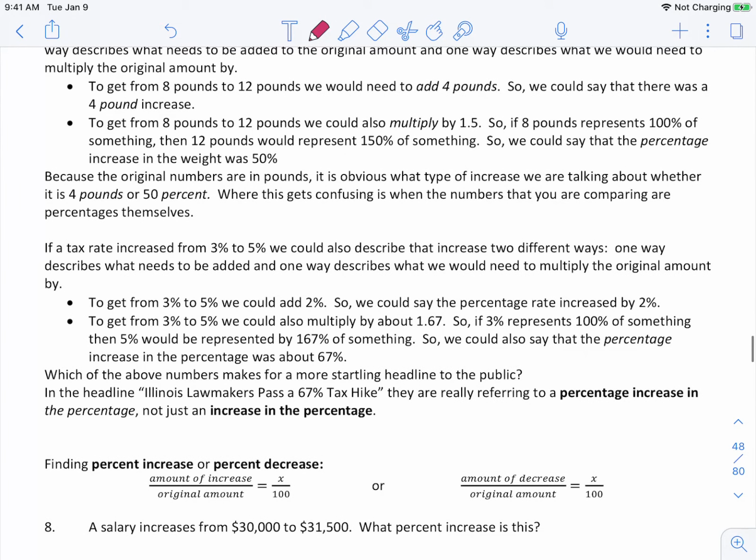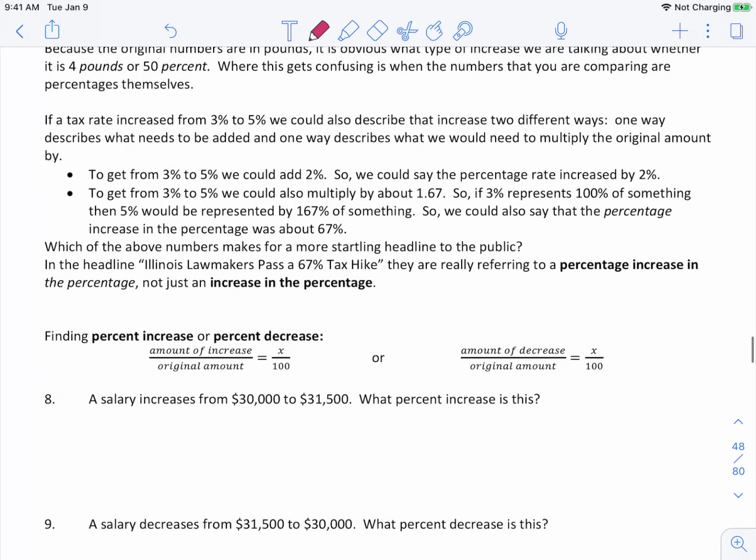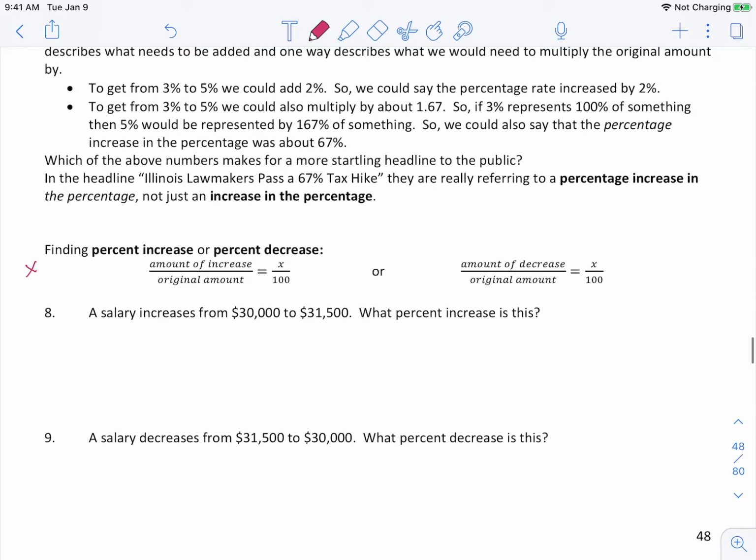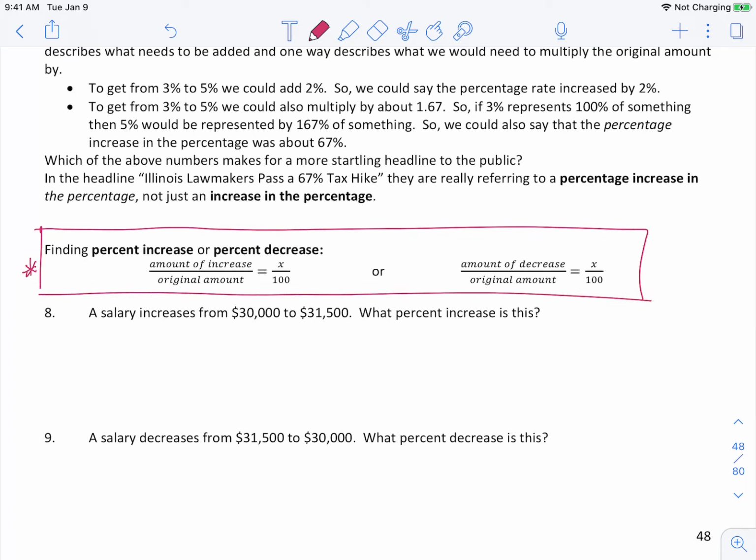So this gives us another example with percentages that we are going to go through in detail. I'm not going to read through this one. Here I'm going to star this because it's very important. We're finding the percent increase or percent decrease now. It's going to be the amount of increase divided by the original amount equals x over 100, or the amount of decrease over the original amount equals x over 100.